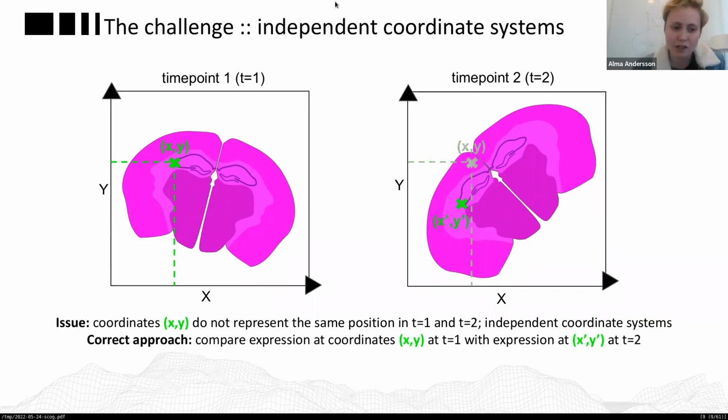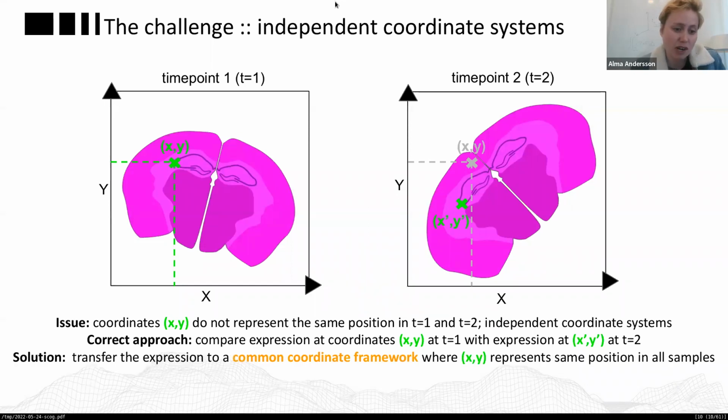And obviously, the correct approach here would be to compare the expression at coordinates x and y at time point 1 with the expression at coordinates x prime and y prime at time point 2. And one way of addressing this problem is to transfer the expression to a common coordinate framework where the coordinates x and y actually do represent the same position in all of the different samples.